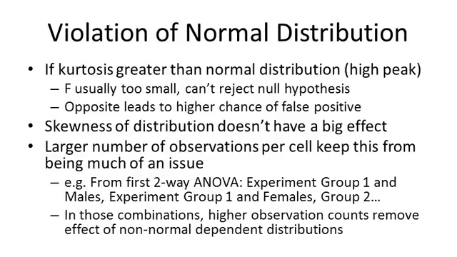So in the two-way ANOVA group, you have experiment group 1 and males, experiment group 1 and females, experiment group 2 and males, experiment group 2 and females. In those cases, you want to pump up the numbers for each of those combinations. If you do this, the higher amount of observations will actually help remove the effect of the non-normal dependent distributions thanks to the central limit theorem.